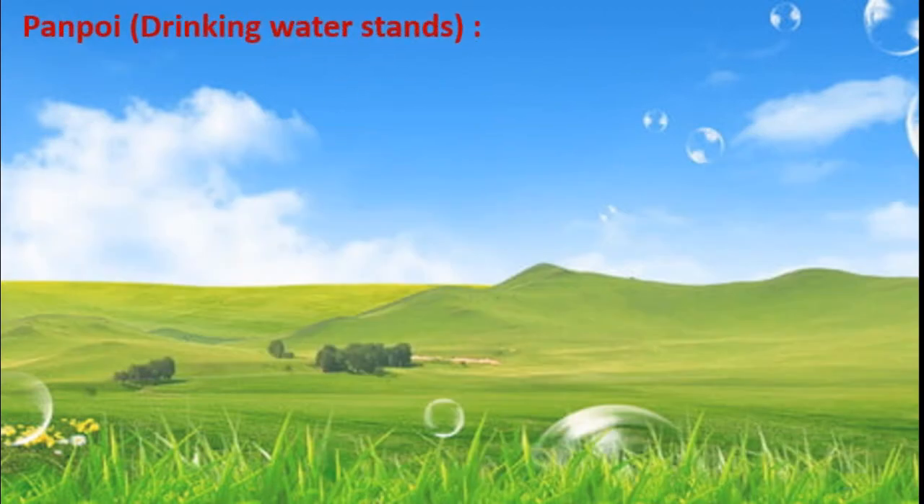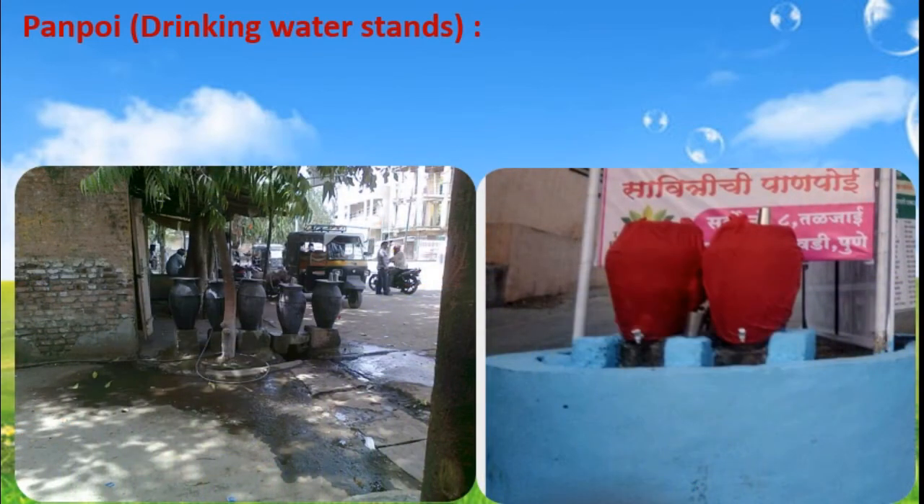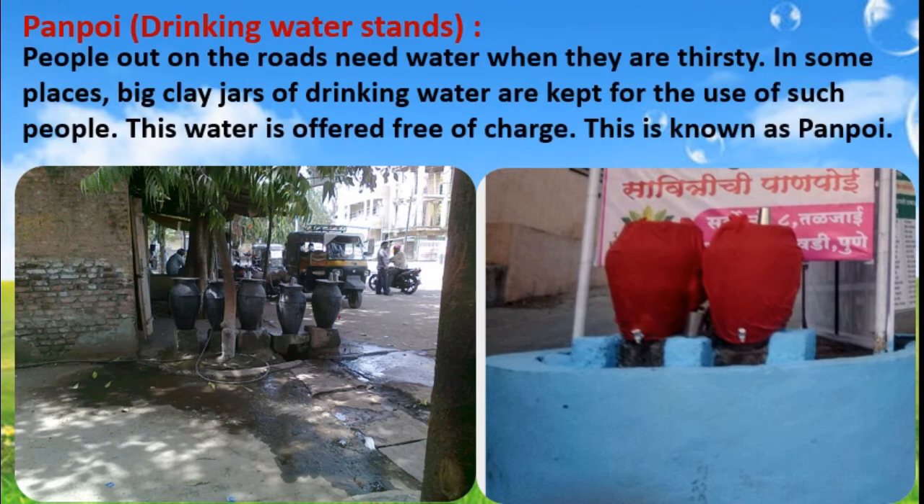Now, this is one more. Pan poi means drinking water stands. You can see in the picture, there are pots for drinking water. See, people out on the roads need water when they are thirsty. In some places, mostly near village places, big clay jars of drinking water are kept for the use of such people. This water is offered free of charge.